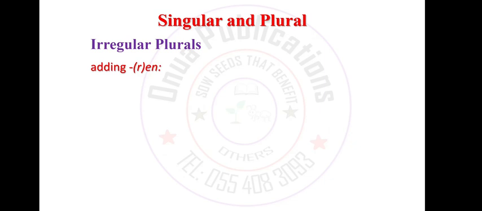So we've spoken about changing of vowels. Let's look at adding en or ren to the singular to form the plural. Looking at what is being written here, the first word that might come into your mind is children, child. We then bring in ren to get children. Oxen.